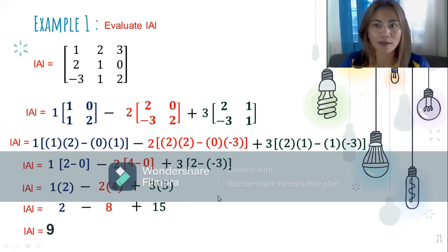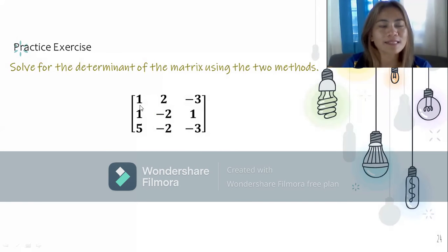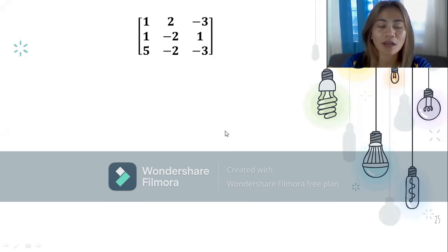So to learn more, let us have another example. Practice exercise: solve for the determinant of the matrix using the two methods, the Saros rule and the Laplace expansion. I will give you 5 minutes to solve for this one. And then after 5 minutes, let us check your work and see whether we have the same answer. Okay?